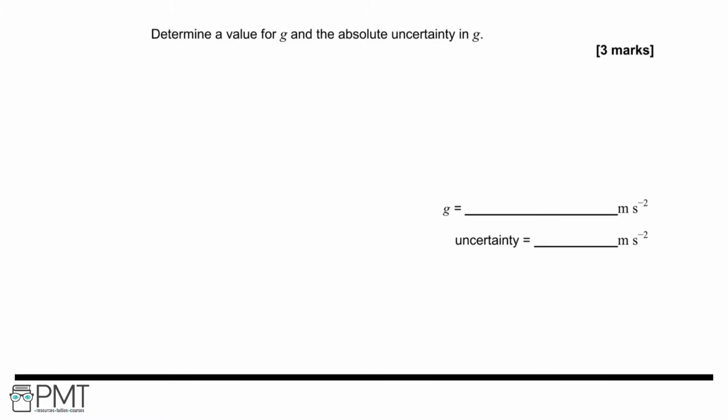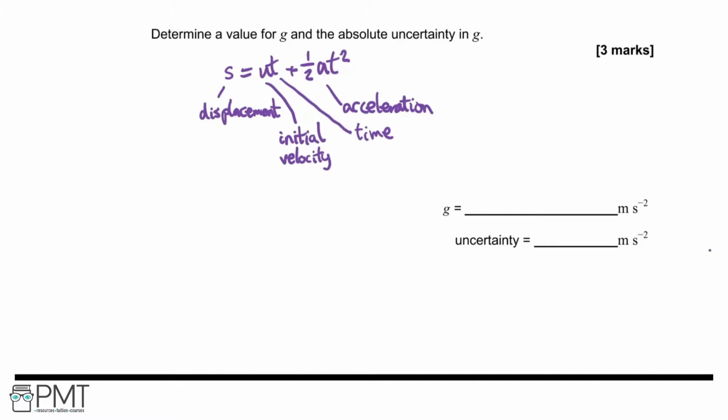Determine a value for G and the absolute uncertainty in G. So the first thing we want to do is calculate the value for G itself. For this one, I would use the equation S equals UT plus half AT squared. So from this, displacement is S, initial velocity is U, time is T, and acceleration is A. However, this will be equal to a half AT squared because U is equal to 0 because it's at free fall, so it's starting at 0 meters per second. Now, if we rearrange this equation, we can actually say that A is equal to 2S divided by T squared.